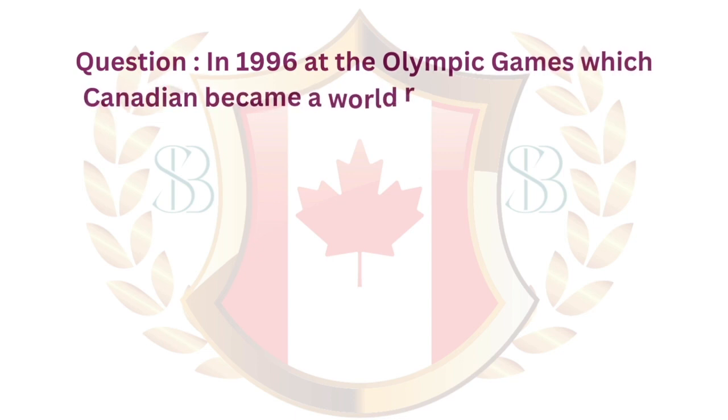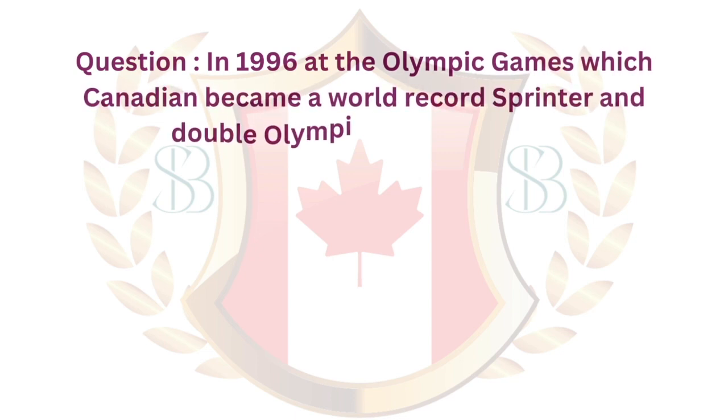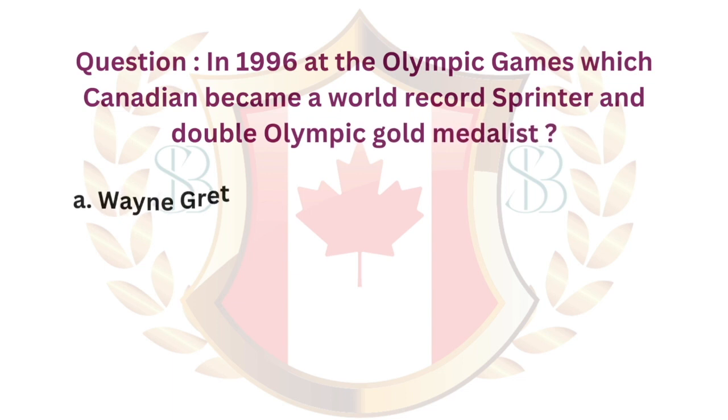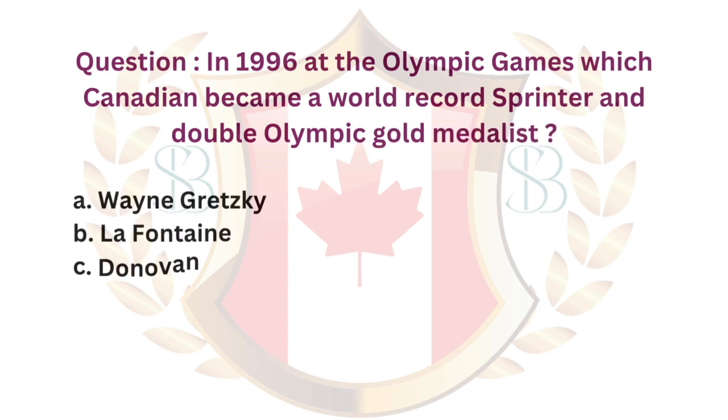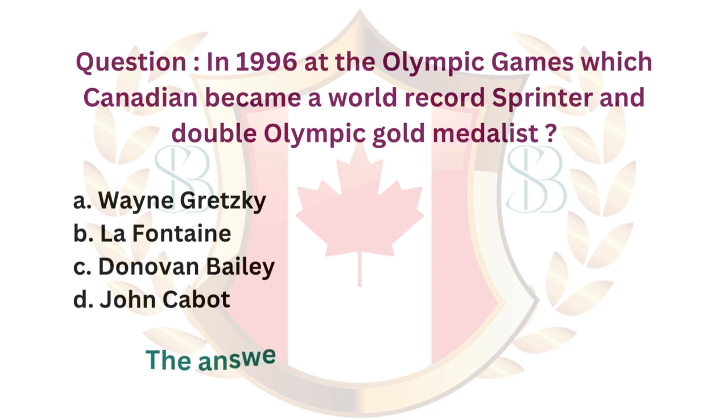Question. In 1996 at the Olympic Games, which Canadian became a world record sprinter and double Olympic gold medalist? A. Wayne Gretzky. B. LaFontaine. C. Donovan Bailey. D. John Cabot. The answer is C. Donovan Bailey.